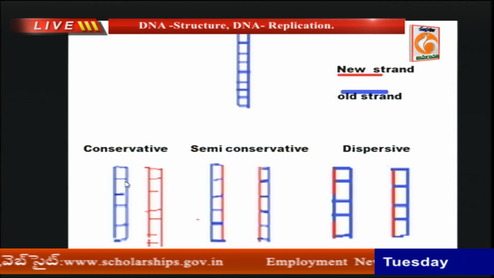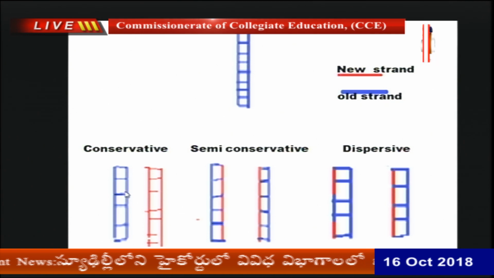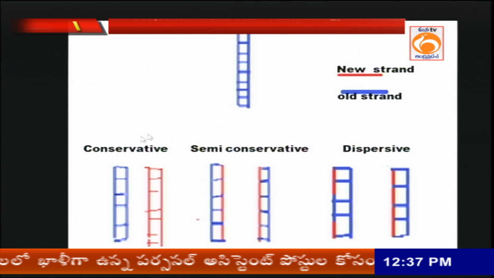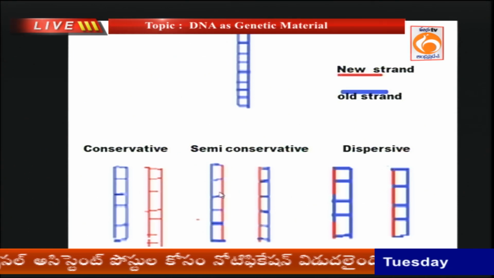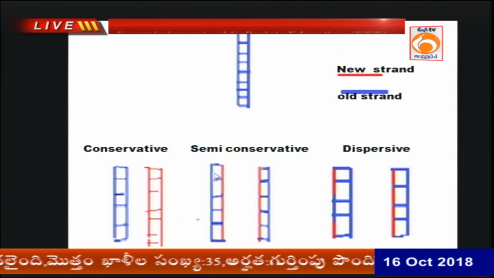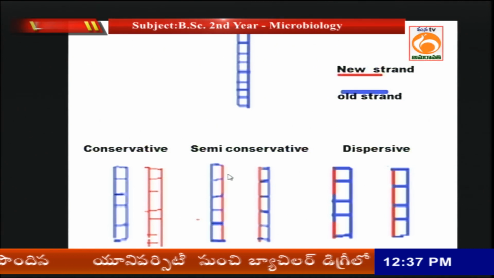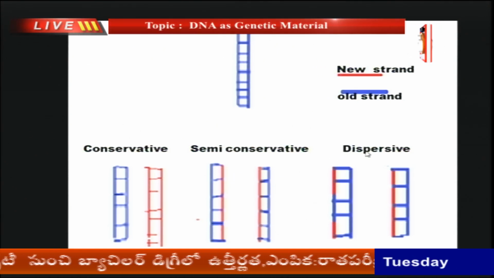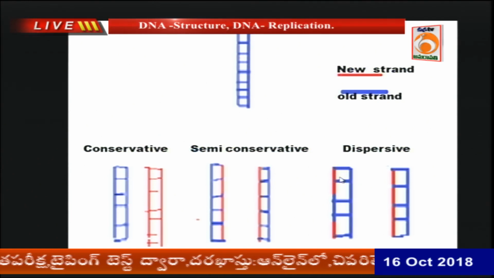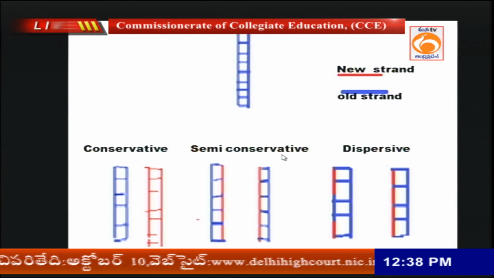If replication is conservative, one daughter molecule will have 2 whole strands and the second daughter molecule will have 2 newly synthesized strands. If replication is semi-conservative, each daughter molecule will have 1 parental strand, that means 1 whole strand and 1 newly synthesized strand. If replication is dispersive, each daughter molecule will have combinations of parental strands and newly synthesized strands, but DNA replication is semi-conservative.